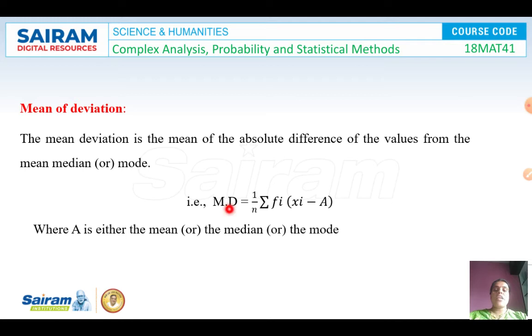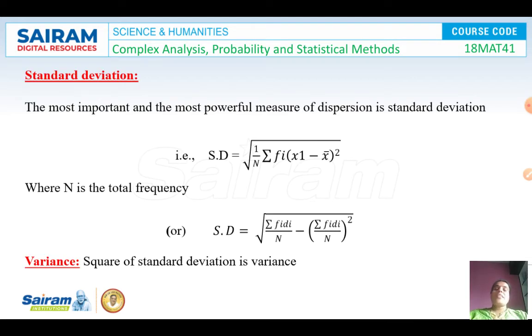So mean deviation can be represented as MD, which is defined as 1 by n summation fi into |xi minus a|, where a is either the mean or median or it can be the mode also. All these definitions, once we start using them in problems, you will understand in a better way. Hope you have already studied all these things in your earlier classes. This is only the recalling session that we are doing here.